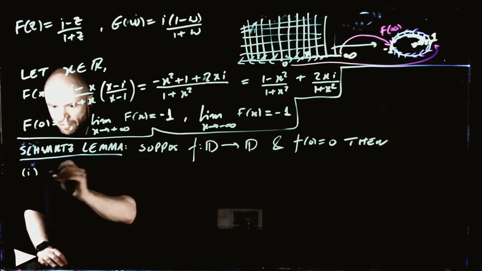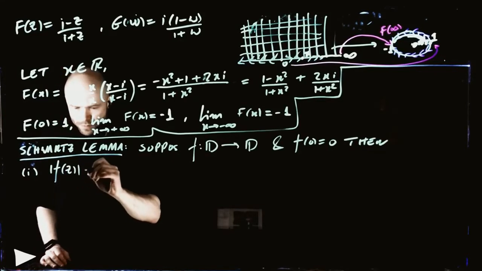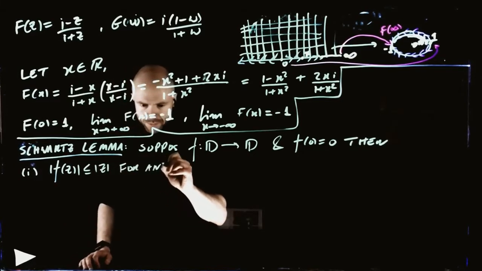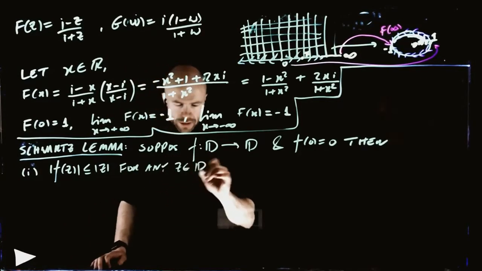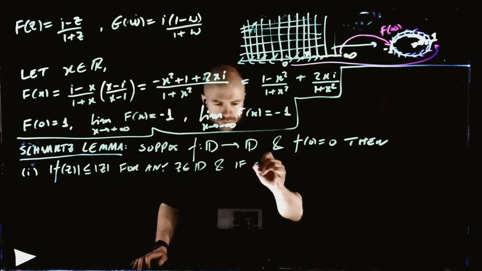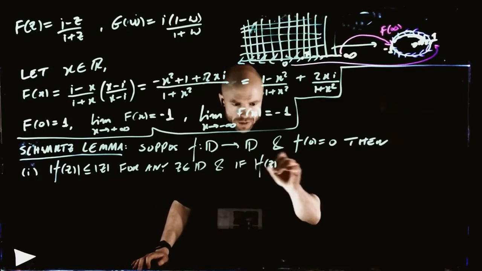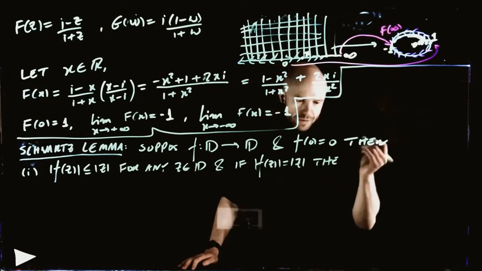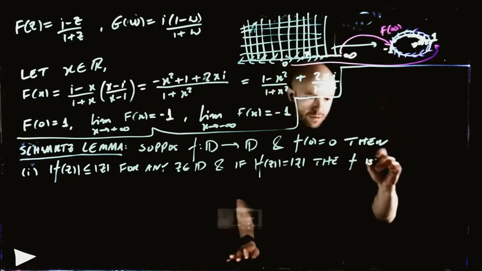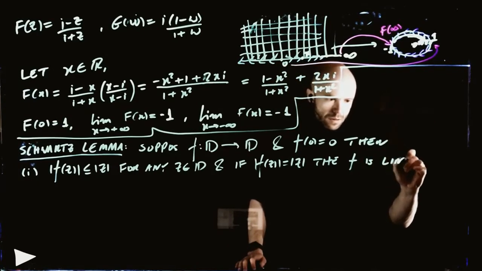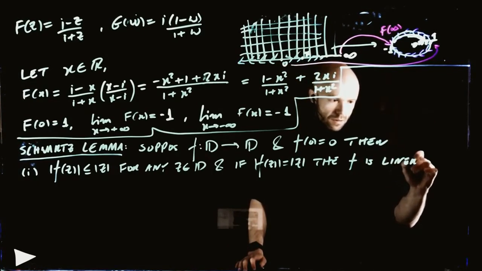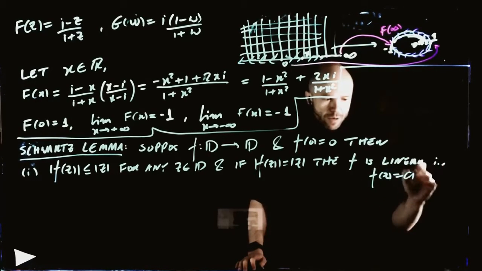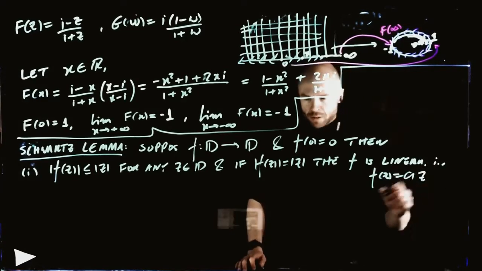Firstly, and this is the most important one, |f(z)| is less than or equal to |z| for any z inside the disk, and if |f(z)| equals |z|, then f is linear. I.e., f(z) is just equal to some complex number of modulus 1 times z. Okay.